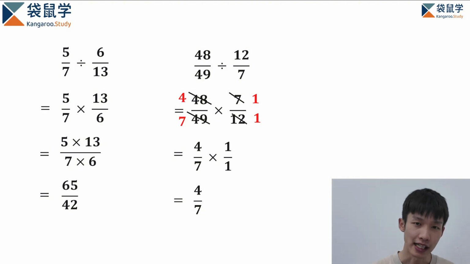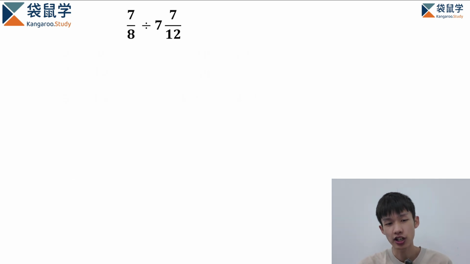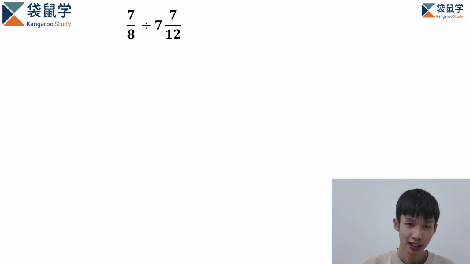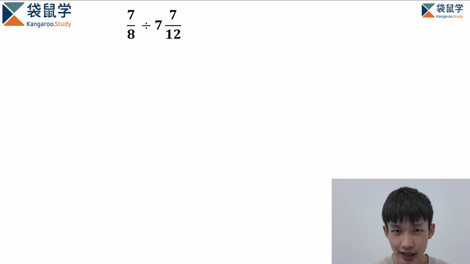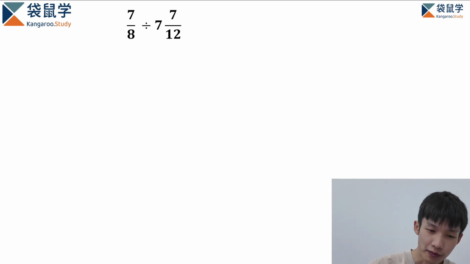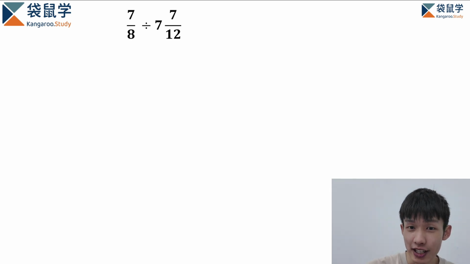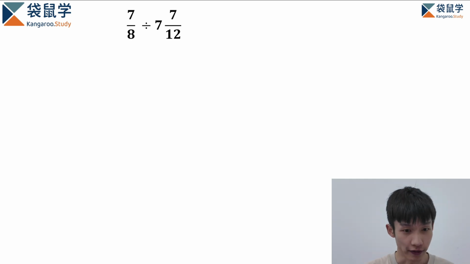Let's move on to the next level. Here what we have is not simply a fraction, but a mixed number. So how do we find the reciprocal of a mixed number? We can see it's very hard to find a reciprocal for a mixed number, but it's very easy to find a reciprocal for an improper fraction. So what we need to do in advance is change it to an improper fraction. But how to change it?